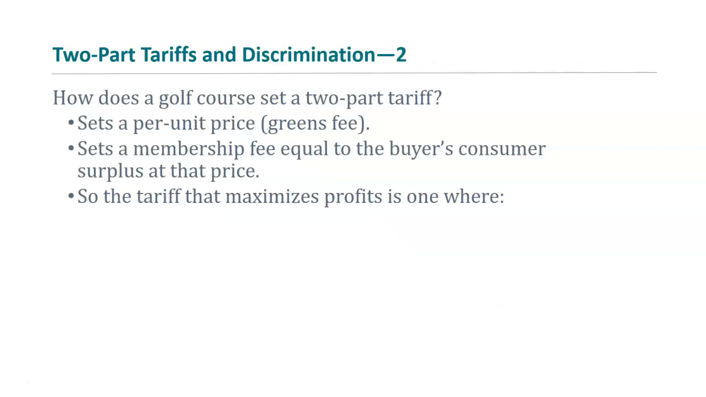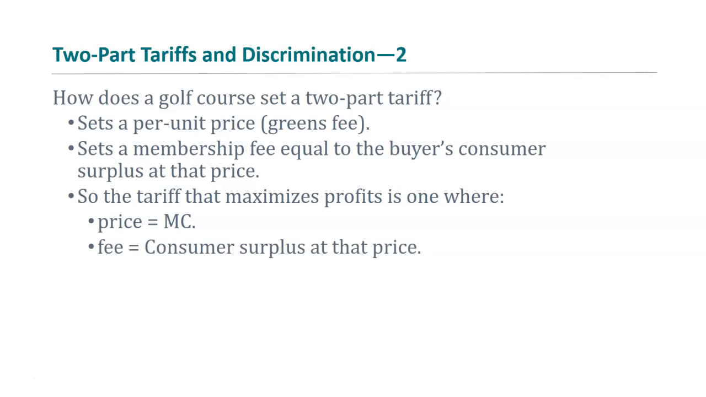So how does a golf course set a two-part tariff? They set a per unit price, and they set a membership fee equal to the buyer's consumer surplus at that price. So the tariff that maximizes profits is one where the price is equal to your marginal cost. You charge the lowest possible price that you're willing to accept, right? Whatever it costs you to provide the service, that's what you charge per round of golf. But then that means that your consumer is getting a ton of surplus off of each round of golf. And you can then take that back by charging a membership fee equal to that total amount of surplus. And that maximizes your profits.